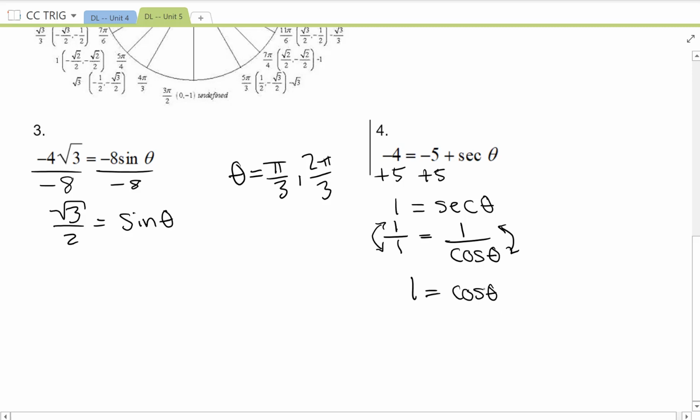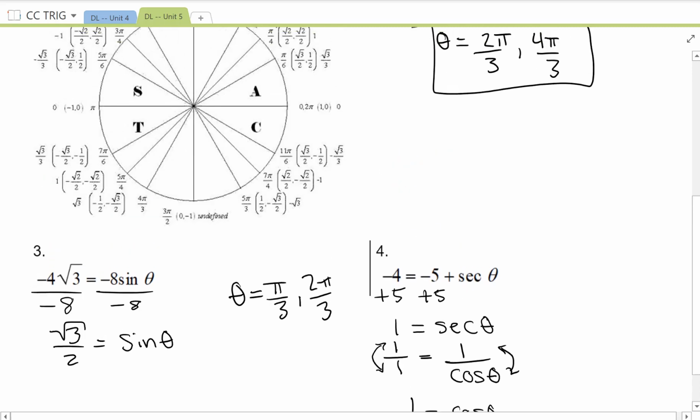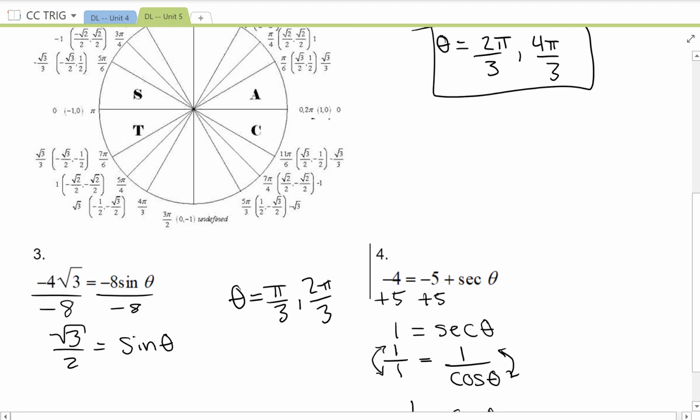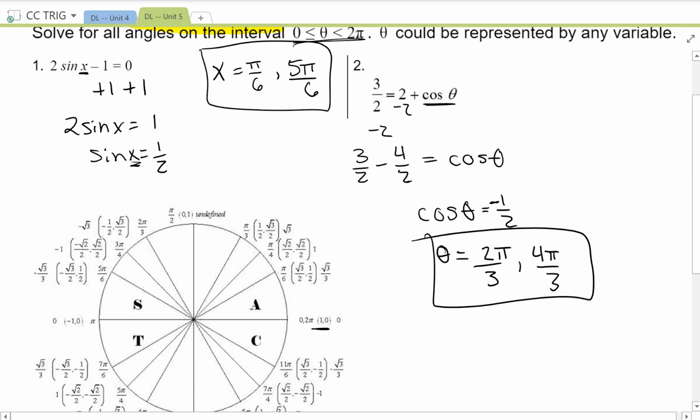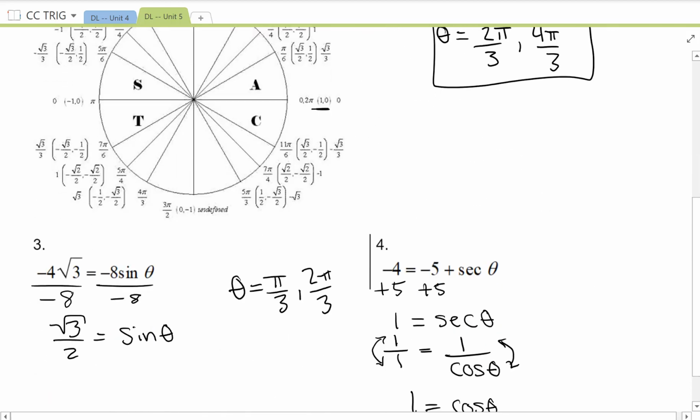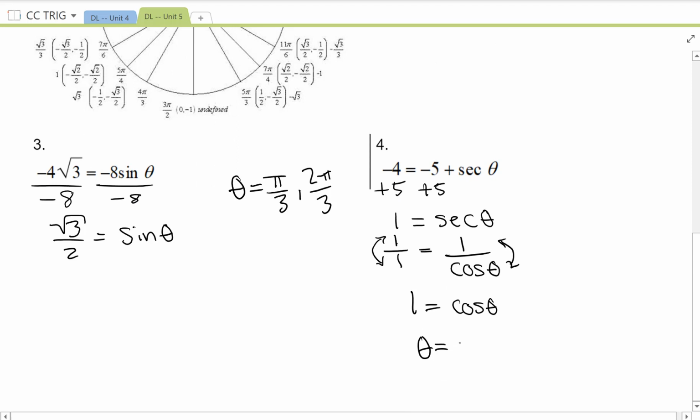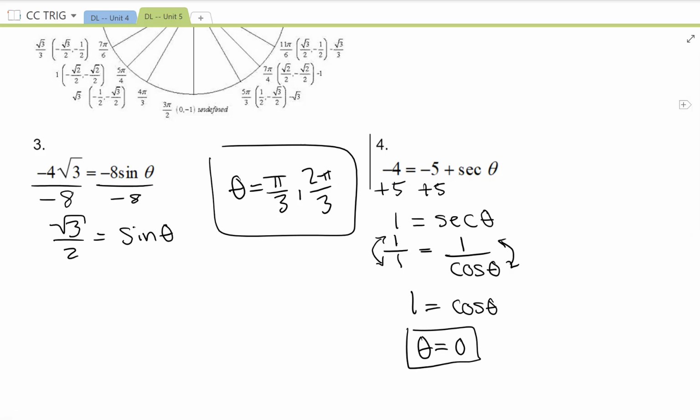Cosine theta equals 1. Where is the x value equal to 1? At what angle is the x value equal to 1? That is at 0, or 2 pi, or 360, or whatever you're calling it. Well, they said 2 pi is not in the interval. So if you get the angle 0 or 2 pi, you're going to label it only as 0. Let's do some more practice.